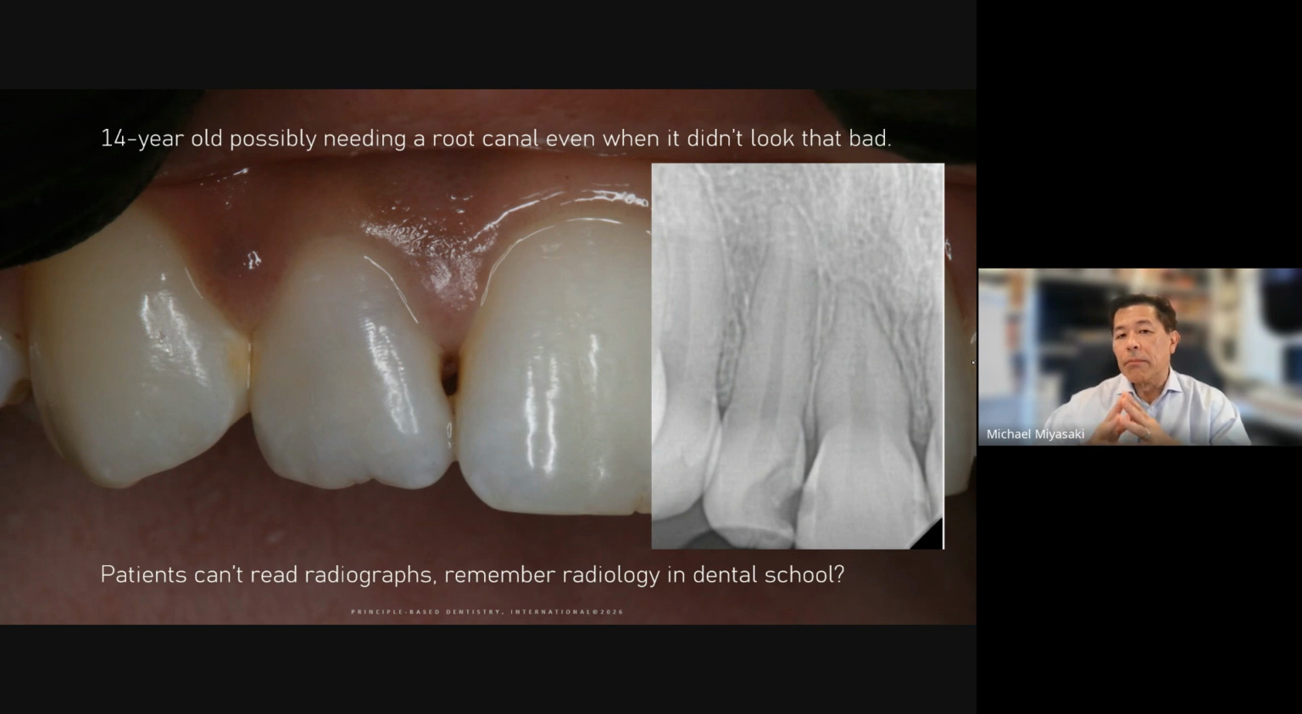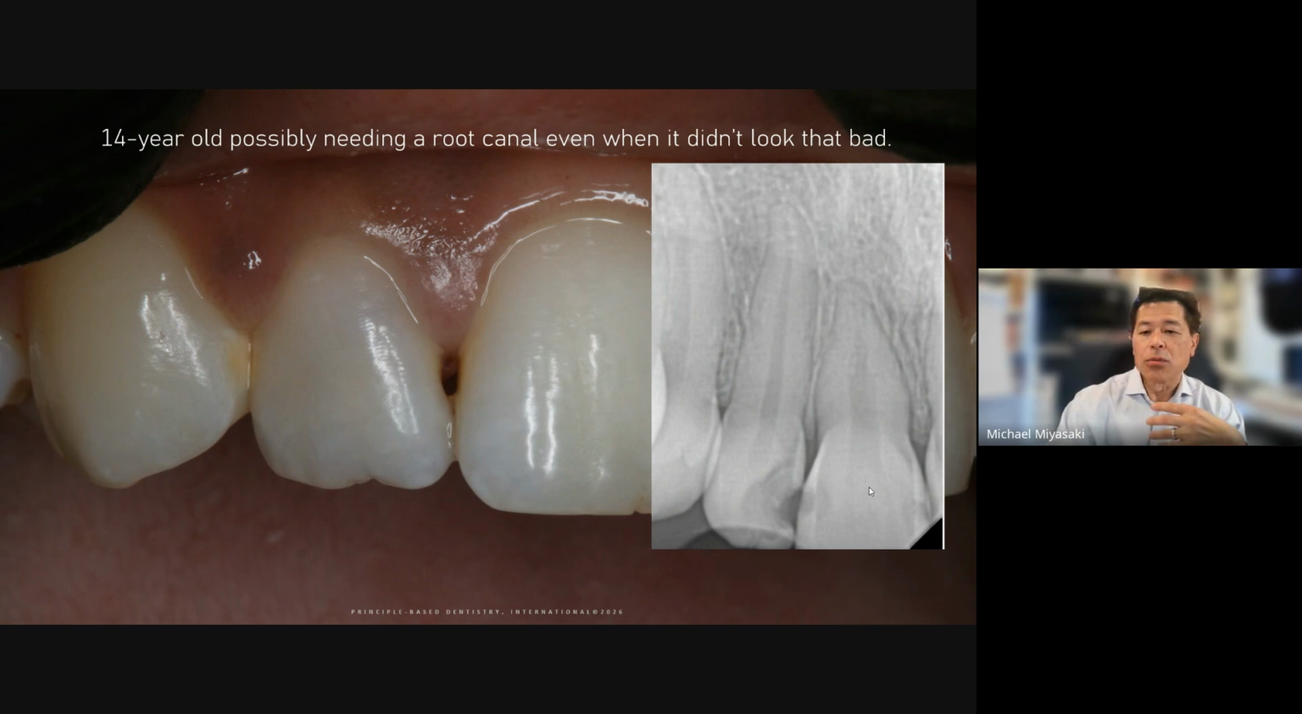But if you told the mother of this patient we might even have to do a root canal, the mother's looking at the teeth, because mom can't necessarily read a radiograph. That's very hard to understand. My daughter doesn't have a lot of pain right now. Why are you saying we have to do a root canal?